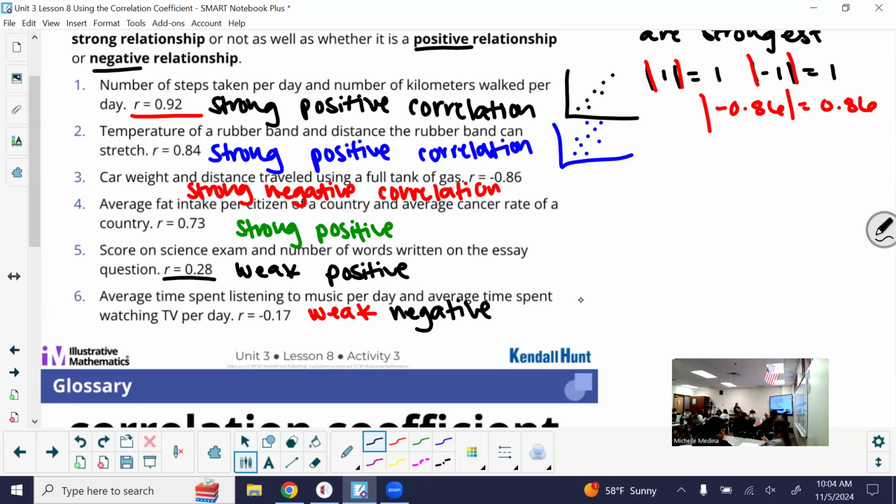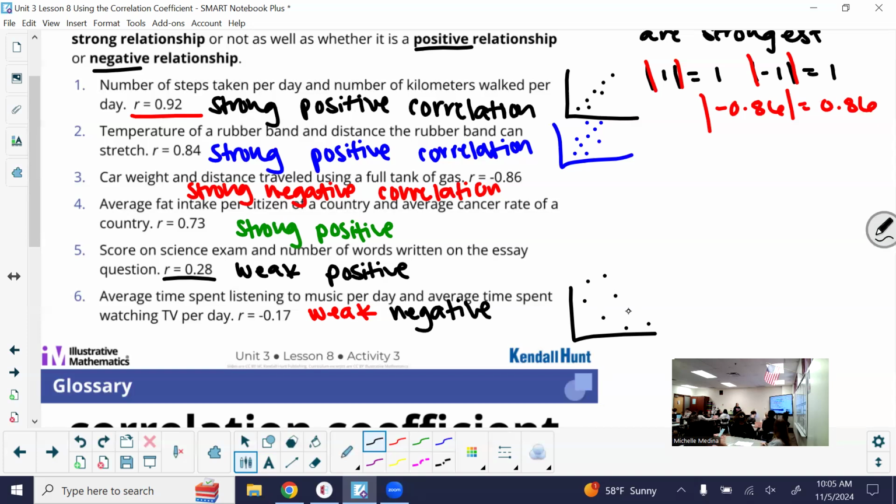So if this one was graphed, it would go down from left to right, but it would not be very linear. Okay, so not a perfect straight line, but I should definitely be able to tell that it's going down rather than up. Questions?